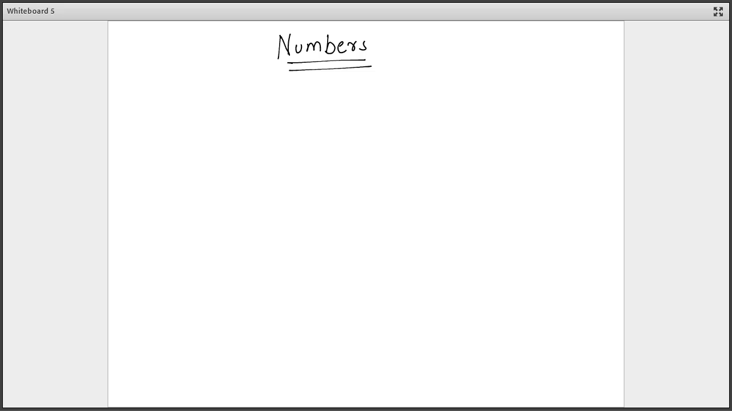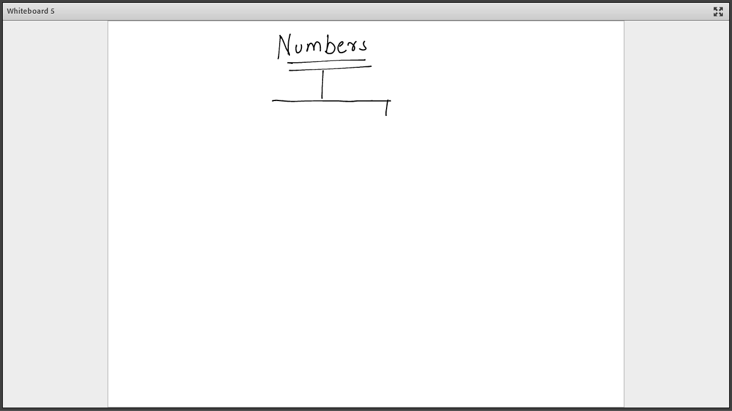Hello everyone. In this session, we are going to start with numbers. Numbers is a very important topic as far as any competitive exam is concerned. So let's start with numbers. Okay. So first of all, classification of numbers. How do we classify numbers?